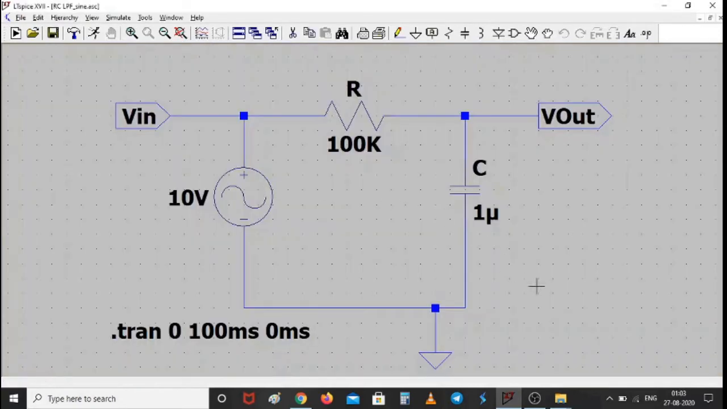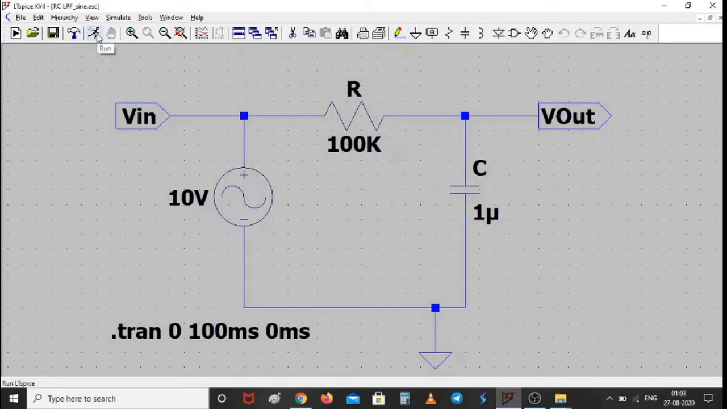So this is the RC low pass filter circuit that I have considered. This is R, whose value is 100 kilo ohms, and this is C, whose value is 1 microfarad. I am taking the output at the node shown here, denoted with Vout, with respect to the ground. So that is, voltage is taken across the capacitor. And I am applying the input denoted by Vin, which is nothing but a sinusoidal input whose peak value is 10 volts.